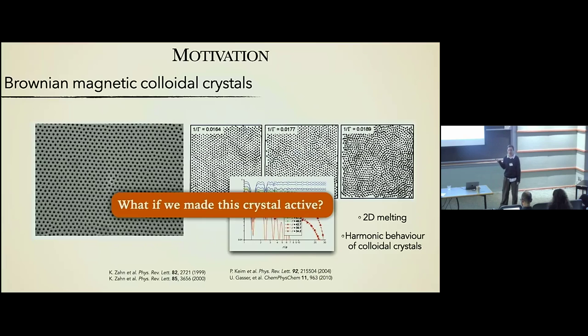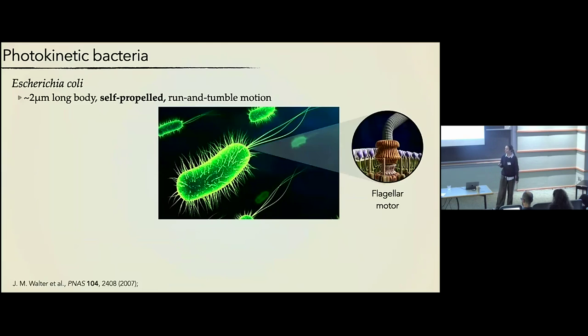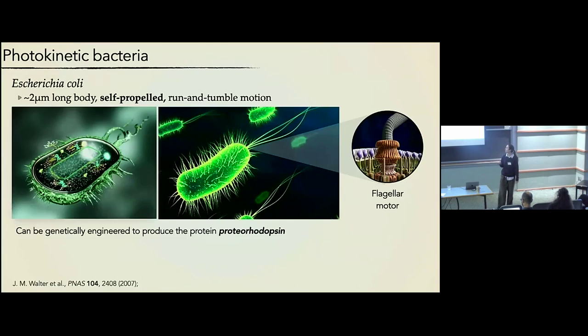So this was our idea, and to do that, I have to present to you one of the main characters of this story. That is photokinetic bacteria, in this case specifically Escherichia coli. As I'm sure many of you know, they're 2-micron-sized, self-propelled bodies. In the wild type, they do run-and-tumble motion. What's special about bacteria in general is that they have this flagellar motor that is very powerful, so they can propel at the microscale, of course.